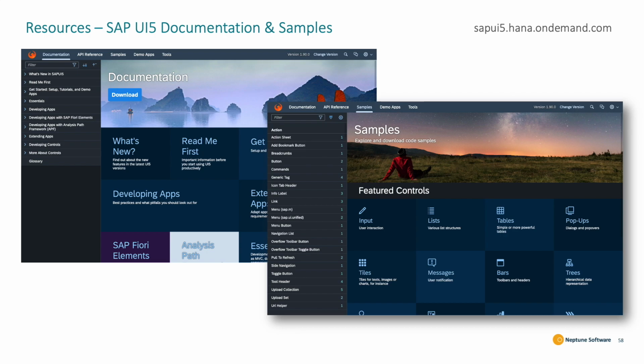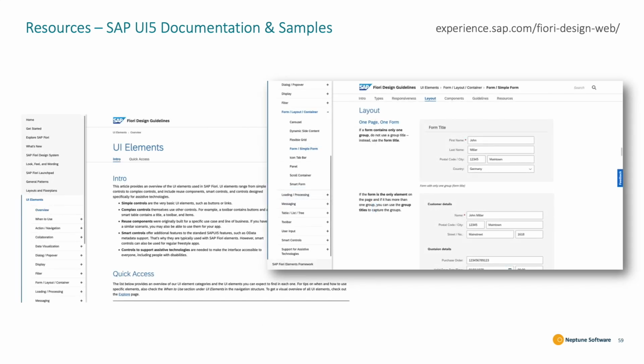Other useful sites include SAP's UI5 documentation and samples. This can be very handy to get more information around the framework and the components used within the applications within the Neptune DXP.